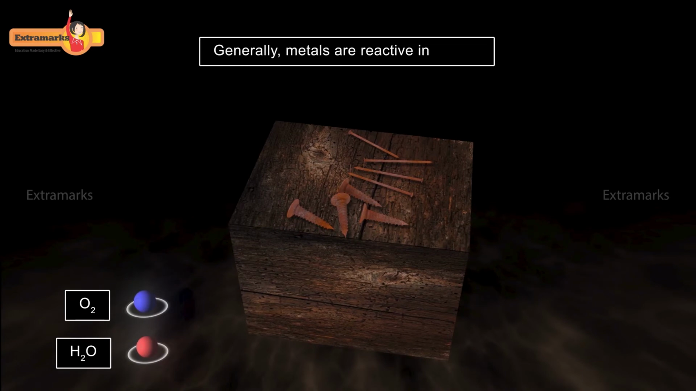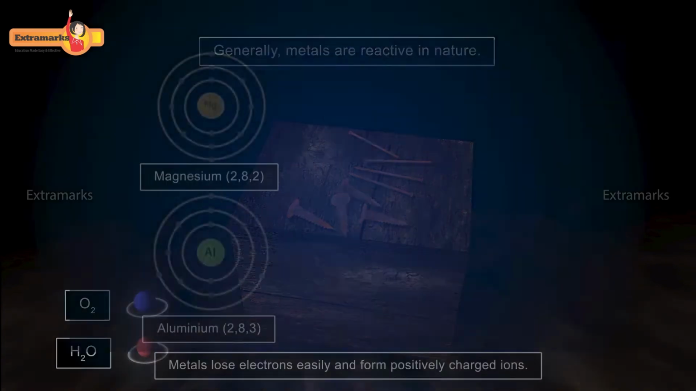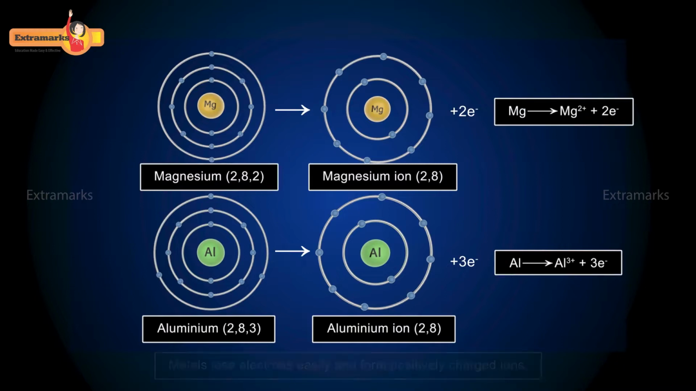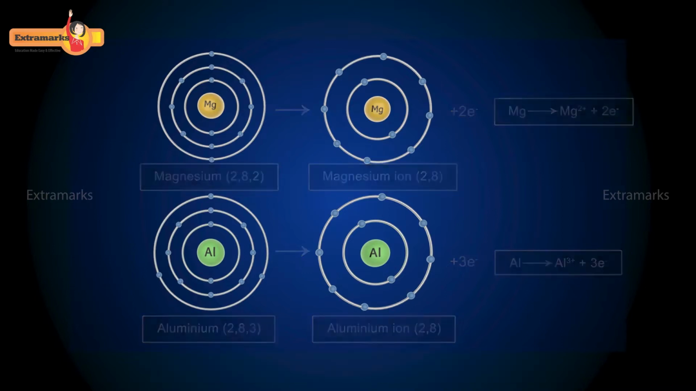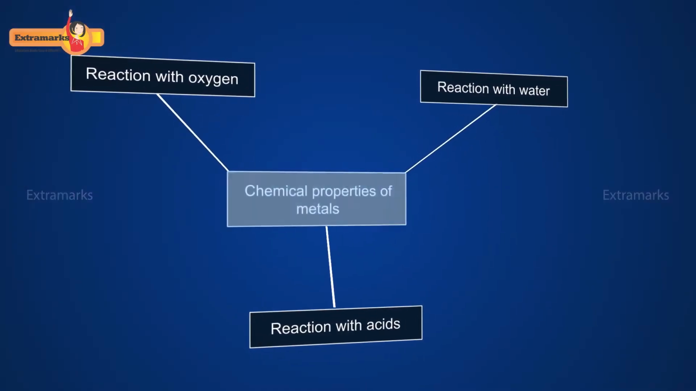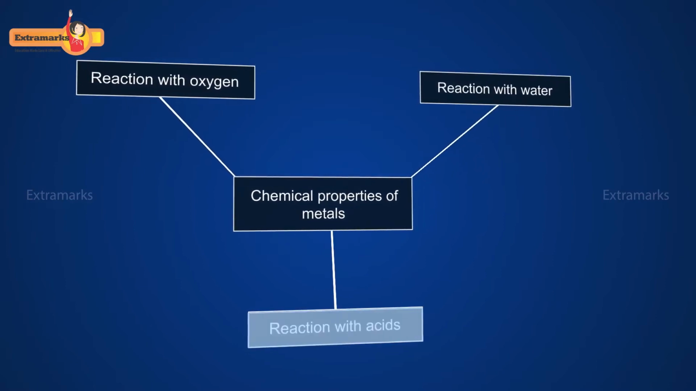Generally, metals are reactive in nature. They lose electrons easily and form positively charged ions. That is why metals are called electropositive elements. In the chemical properties of metals, we will learn about their reaction with oxygen, water, and acids, etc.